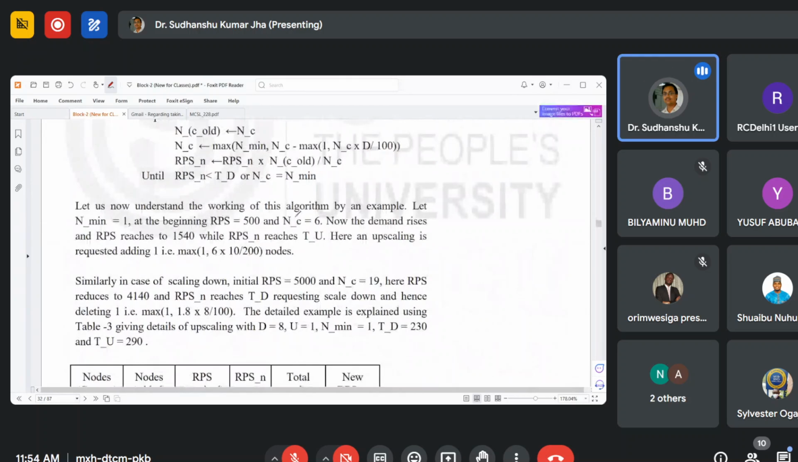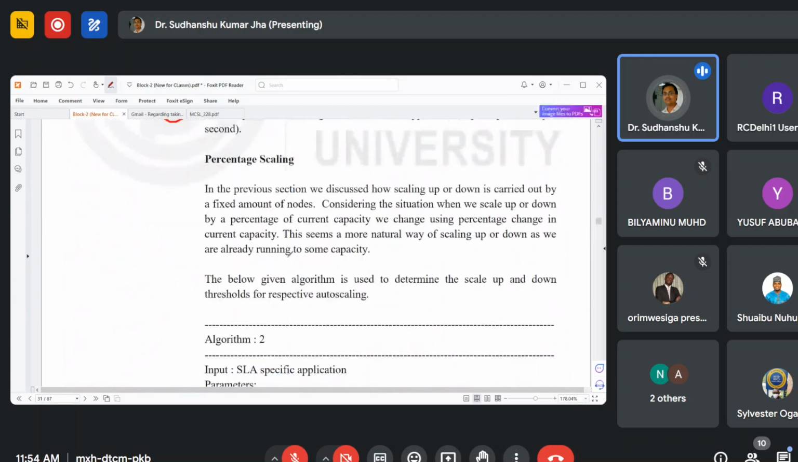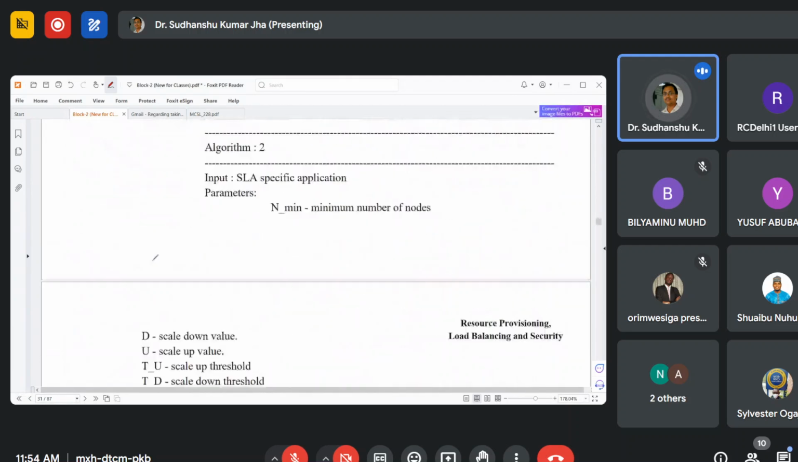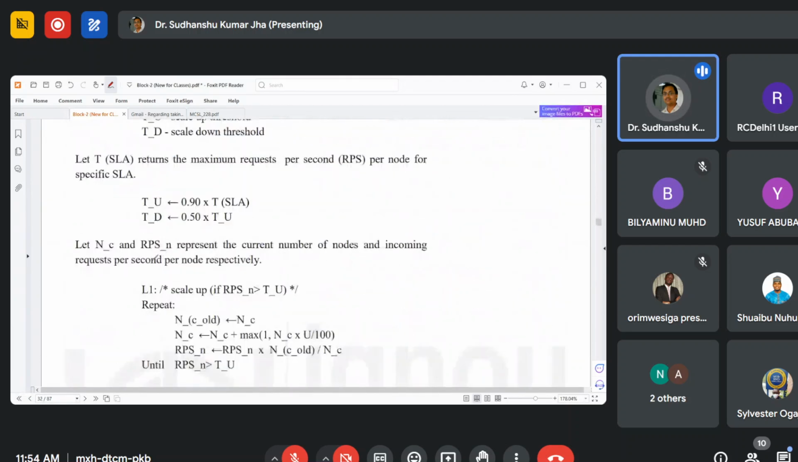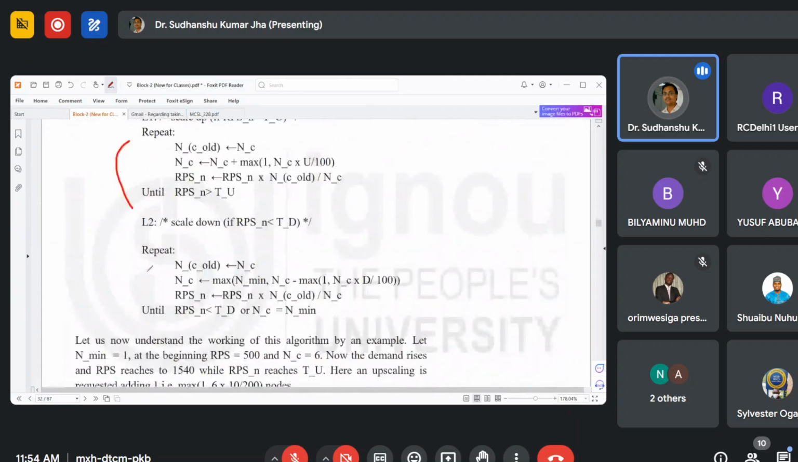So we have another method, that is the percentage method, percentage scaling. Here we take a relationship between the threshold and how many RPS are coming in, and depending upon that we calculate what percentage of scaling up is required, not a fixed scaling.